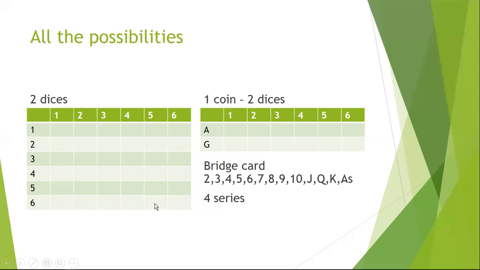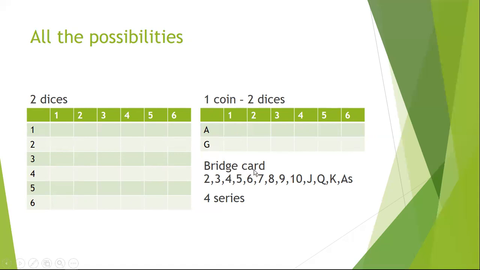So the main point is to find out the possibilities first. Here, if we have one coin and one dice, we put only one dice. So I can write the coin as number and picture, and here 1 to 6 because of the dice. We can find that all the possibilities are 12.